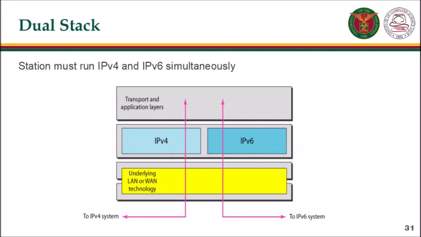To determine which version to use when sending a packet to a destination, the source host queries the DNS. If the DNS returns an IPv4 address, the source host sends an IPv4 packet. If the DNS returns an IPv6 address, the source host sends an IPv6 packet.